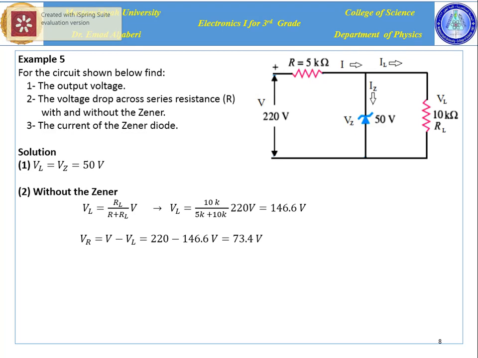The second, without the Zener, VL is calculated from the voltage divider because V sub Z is 0. So VL is equal to this ratio RL over RL plus R times the input voltage V, which leads to V sub L is equal to 146.6 volt. VR is the difference between VL and V input, so this is equal to 73.4 volt.